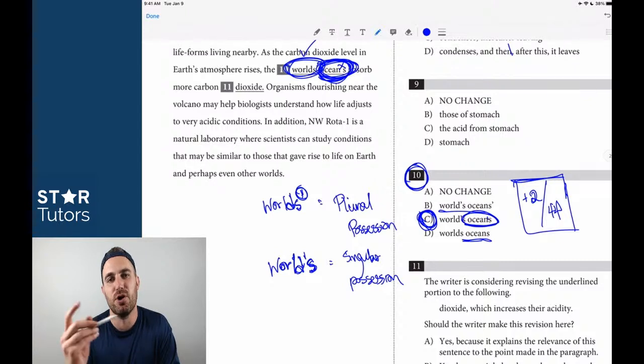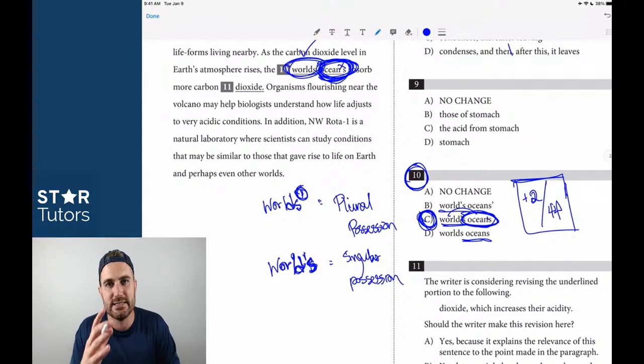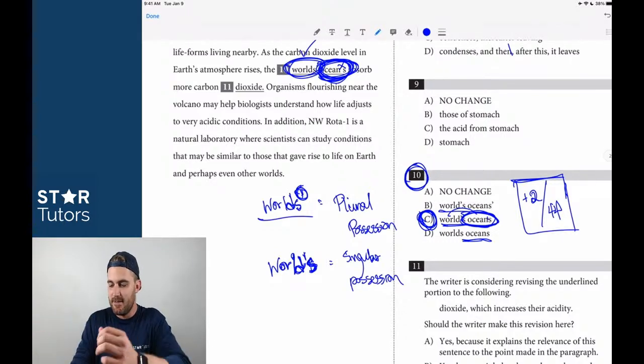One world with multiple oceans. So oceans is plural, world's is possessing those oceans, but there's only one world. Does that make sense? Everything I just mentioned with the apostrophe outside of it like this is true, but there's only one world. So that's singular possession. Something singular is possessing something else, versus multiple worlds, where there's plural something possessing.